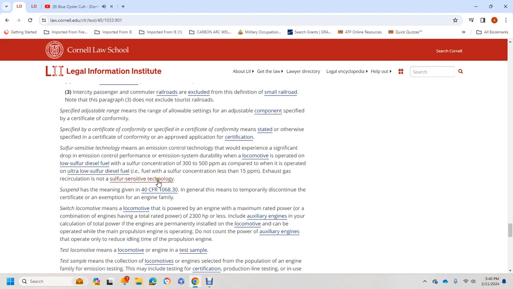Exhaust gas recirculation on sulfur sensitive technology. Suspend has the meaning given in Title 40 CFR 1068.30. It generally means to temporarily discontinue the certificate exemption of the engine family.